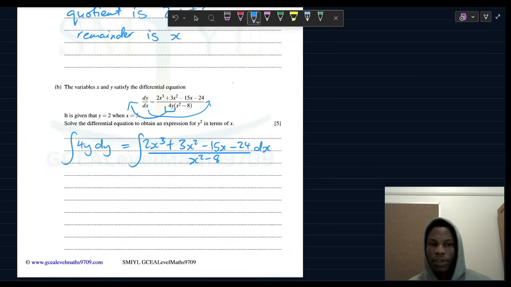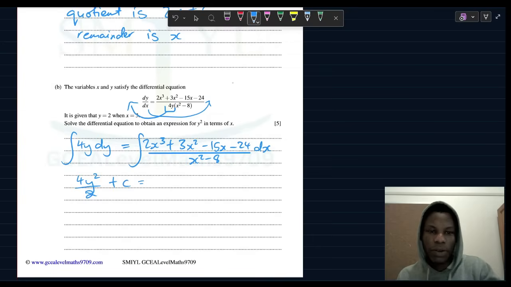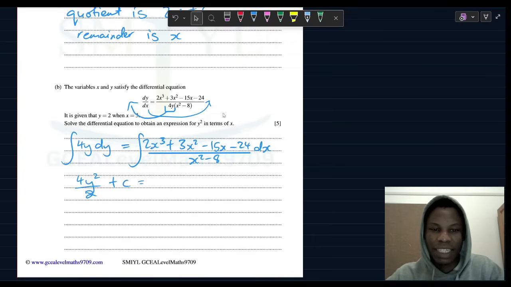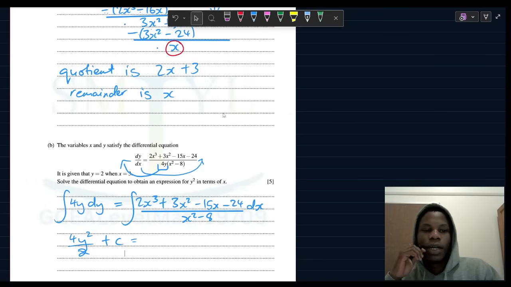Okay, so if you integrate 4y, raise the power here by 1. 1 plus 1 is 2, divide by 2. And then I'll also put my constant of integration here. On the right hand side, the integration is a bit more complex. So there are certain things that Cambridge does to help you out.